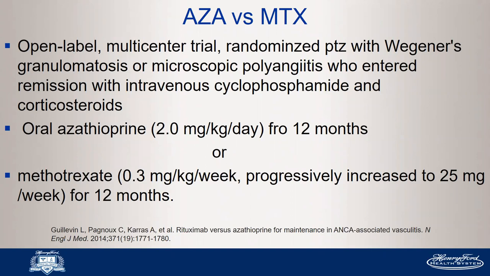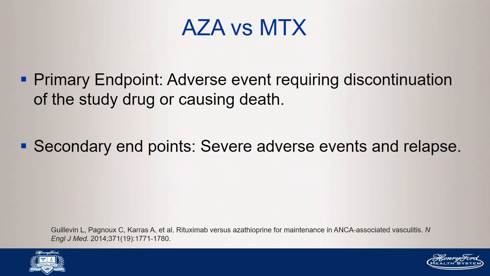And one thing to remember is their initial induction for all these patients was with cyclophosphamide. So they received either IV or oral cyclophosphamide, achieved remission, and then they were put on this maintenance therapy. The primary endpoint was any adverse event causing discontinuation of the drug or death. And then secondary endpoints were other adverse events and relapses.